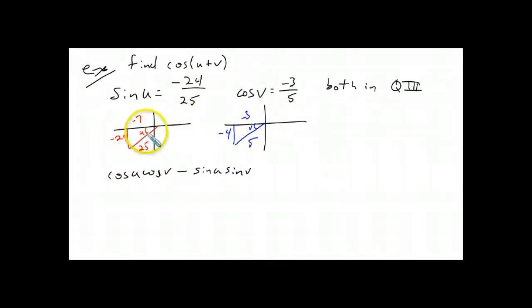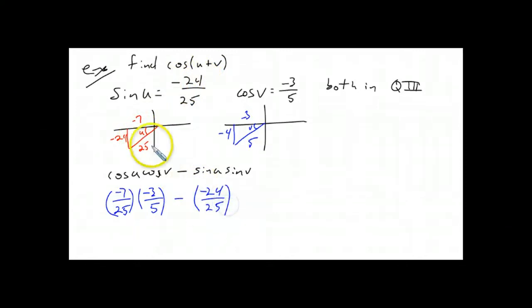So cosine of u, so from u, I have adjacent over hypotenuse, so I have negative 7 over 25. Cosine v, I have right here, it's negative 3 over 5, so I can say negative 3 over 5, minus, because that's minus, sine u is negative 24 over 25. You can get it from the triangles too, if you do sine opposite over hypotenuse, negative 24 over 25, but they already give you sine u right there, so I'm just copying it down. And then sine v, go to v, opposite over hypotenuse is negative 4 over 5.